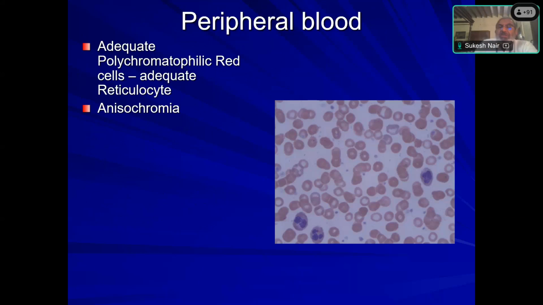So you can see in the smear we look for polychromatophilic red cells. In this smear, I can see 1, 2, 3, and I can even see 4 reticulocytes. That means I know that this person is having adequate erythropoietin. But what I see here is anisochromia. I'm seeing red cells which are variably hypochromic, and some red cells which are normochromic.